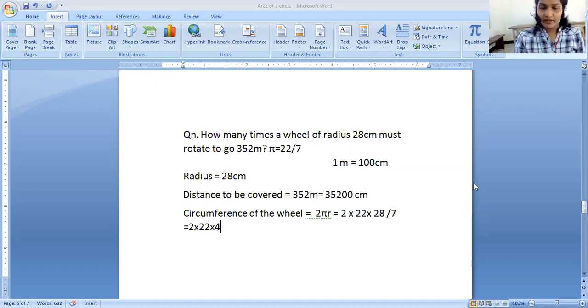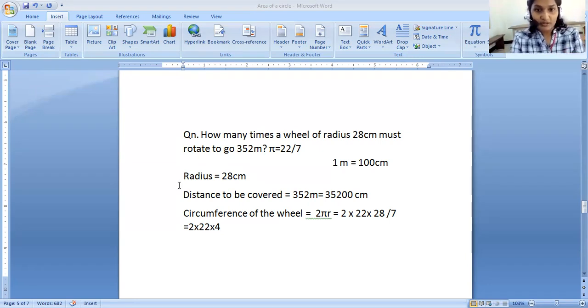And to cover a distance, a wheel has to rotate. So in this question, the wheel is covering a distance of 352 meter. To cover this distance of 352 meter, how many times should that wheel rotate? If there is a length of 352 meter from one point to another point, to cover that length, how many times should the wheel rotate? That we have to find.